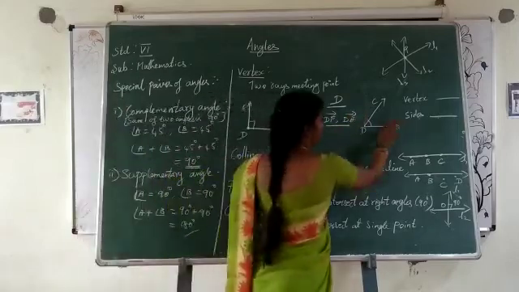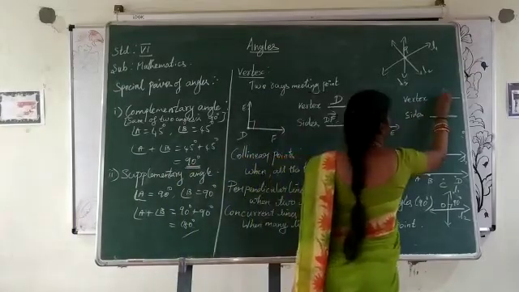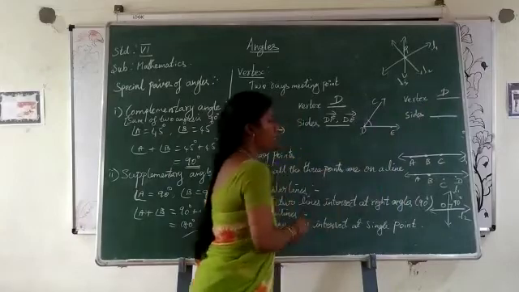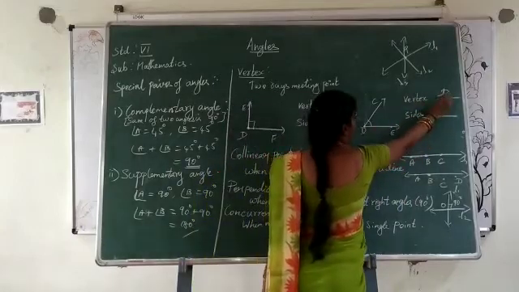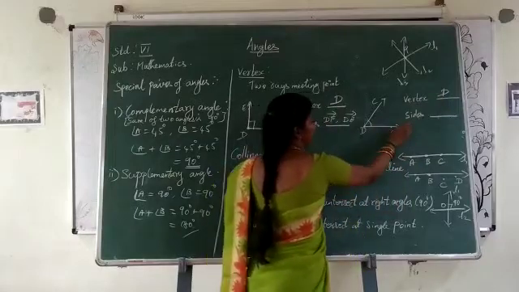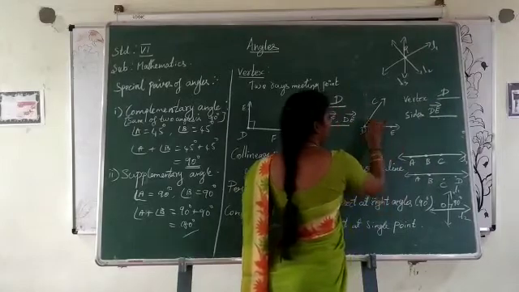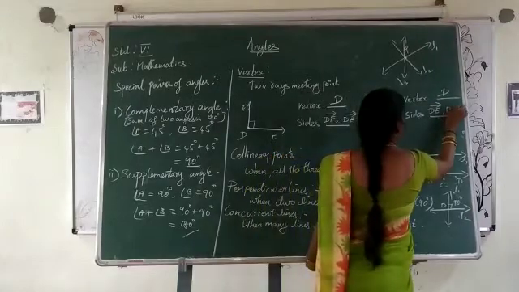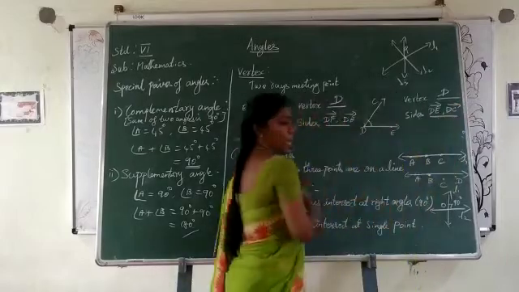Consider this example. Here is the vertex. Vertex is D. That is, the meeting point of the two rays is the vertex. So the meeting point is D. The vertex is equal to D. Next one, sides. DE and DC are the sides of the angle.